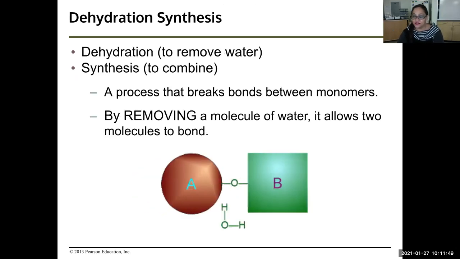Dehydration synthesis. This is a process that removes water in order to combine molecules, or to combine monomers. So dehydration, everybody knows what it means to be dehydrated. If you're dehydrated, it means you're lacking water. And then synthesis means to combine. So it's a process that forms bonds between monomers. By removing a molecule of water, it allows those two molecules, A and B, to bond.